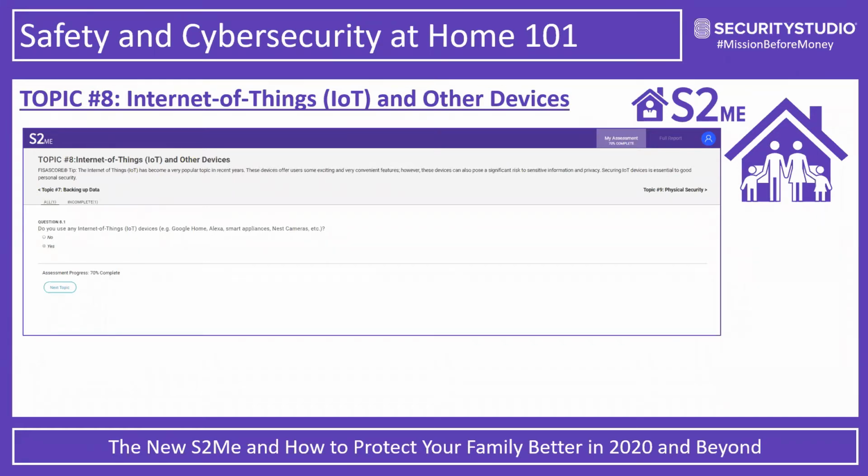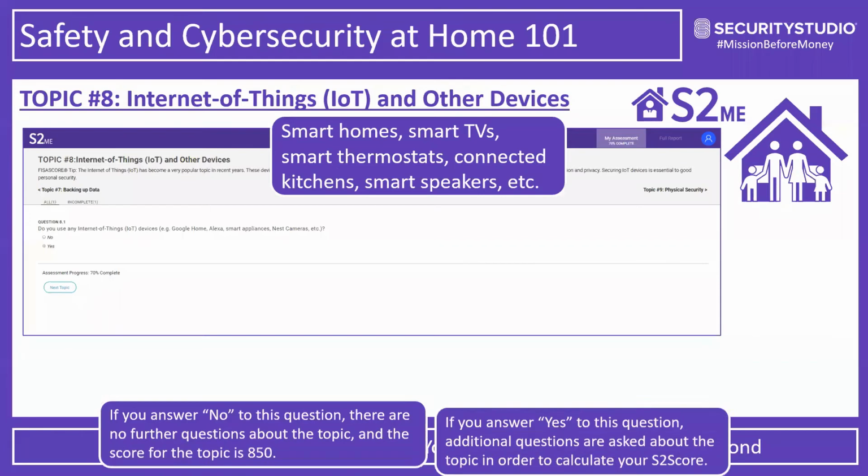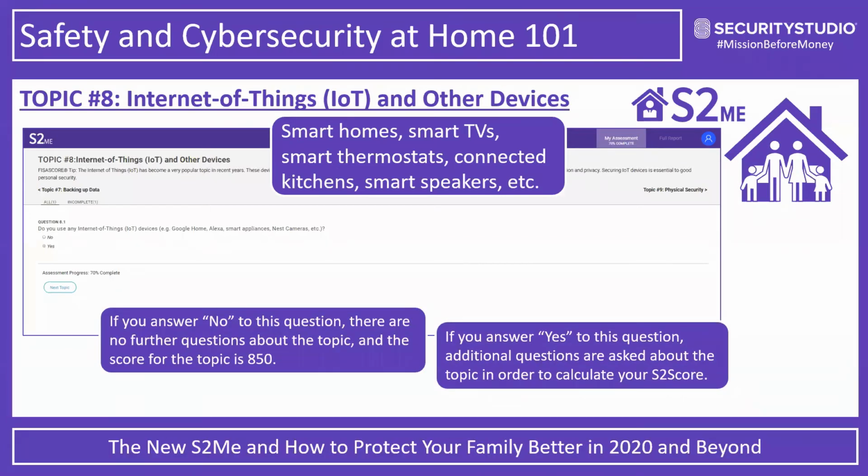So the question here is, do you use any IoT devices? A Google Home, an Alexa, smart appliances, Nest cameras, smart thermostats, smart TVs, smart speakers? If you say no, then there's no further questions. If you do answer yes, we have additional questions. The reality is the majority of us today have some kind of IoT in our home, whether we chose to have it, whether we're actively using it.